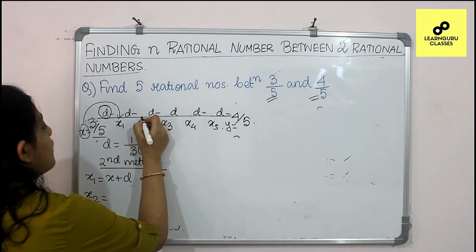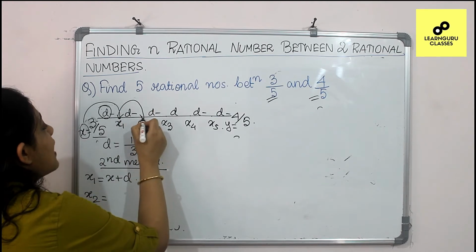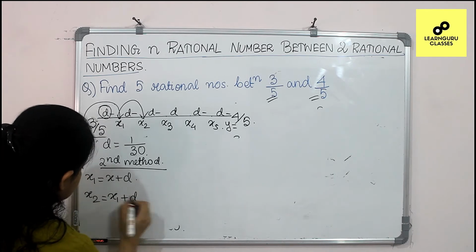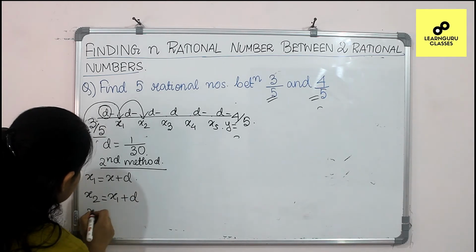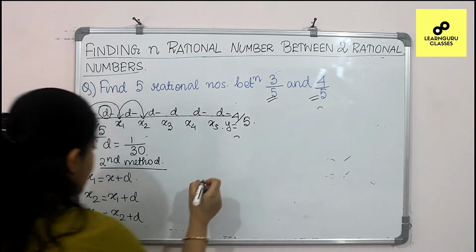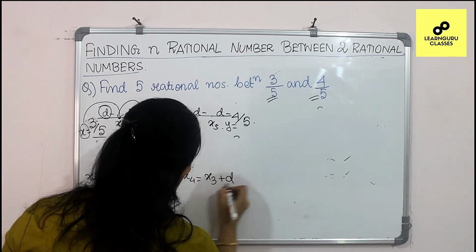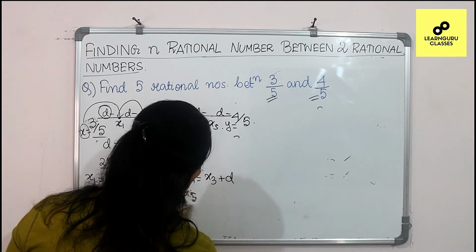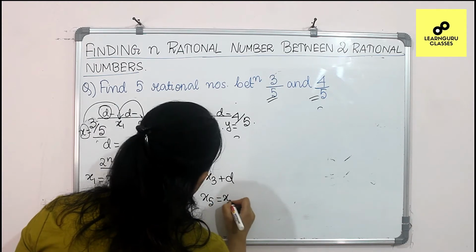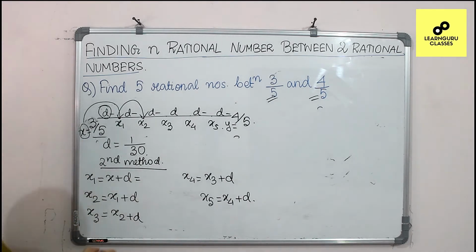x2, to come to x2 you have to start from x1, travel a distance of d and come to x2. So x2 you will write as x1 plus d. Now next is x3 equal to x2 plus d, x4 equal to x3 plus d, and x5 equal to x4 plus d. Okay, now you see what is the value of x1?